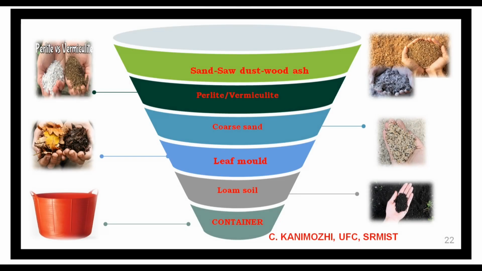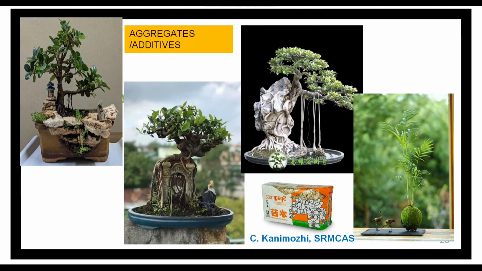When you go for preparing a media for the bonsai, take a big container, and add loam soil, leaf mold, coarse sand, perlite or vermiculite, sand, sawdust or wood ash. It can be your own bonsai media. It depends upon the particular person and the species. And these are some of the aggregates or additives which highlight your bonsai. You could use some rocks, and you can use sphagnum mosses, and you can create your own art in highlighting your bonsai.